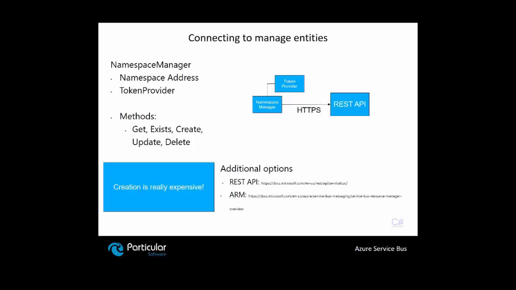Now, the operations that you can perform with the Namespace Manager are typical CRUD operations like get, exist, create, update, delete, etc. The easiest way to do this is using the Namespace Manager itself as a class, but you can also do this through a REST API and even through the RM system. You can perform the same operations. Now, each of these connections is single shot. So the Namespace Manager will perform an HTTPS request to the REST API to perform one of these operations.